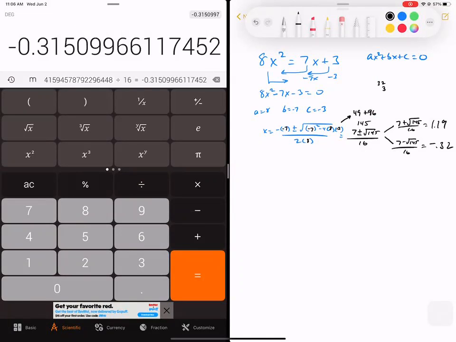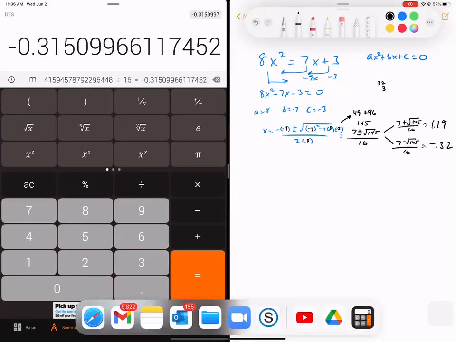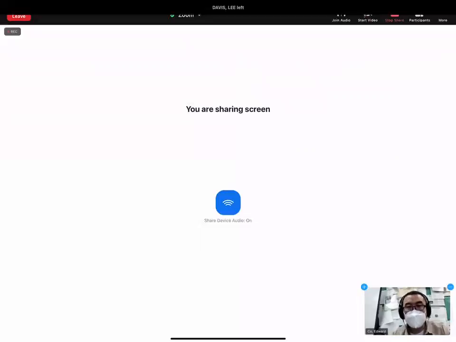Okay, so I think the best thing for you guys to do now is go ahead and work on the IXL. This is our last homework, and this is our last lesson for the year. Great job for making it through Algebra 1. Now you just got to practice for the last test.